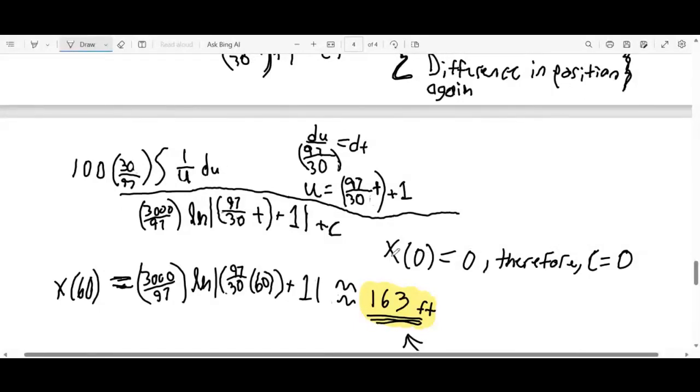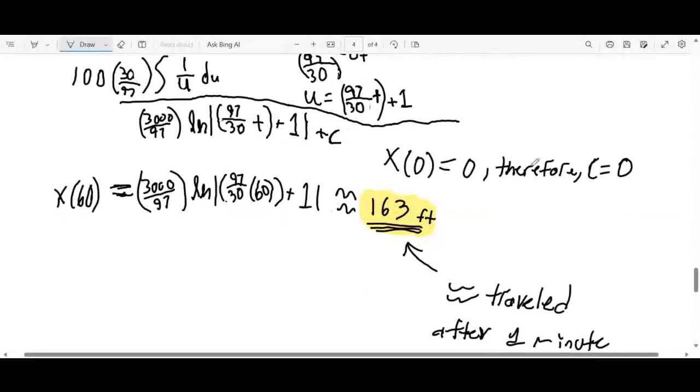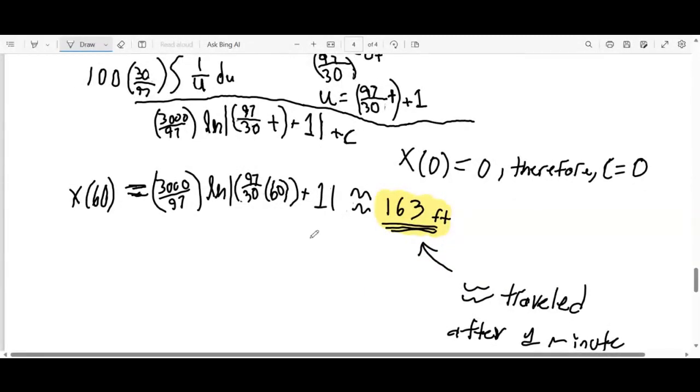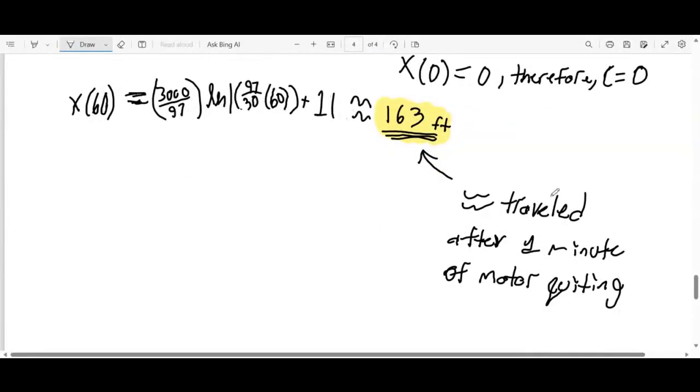Let's find out. When you plug in x at time 0, you get 0. So when you set t for your function equal to 0, you get your constant is equal to 0. Now that we know our constant is equal to 0, we want to find out what happens in 60 seconds. Oh my God, I'm taking up so much time. Okay, so you put in 60 seconds, and then you get the answer is 160 feet. So you traveled 160 feet after 1 minute of the motor quitting. That's the answer. All right.